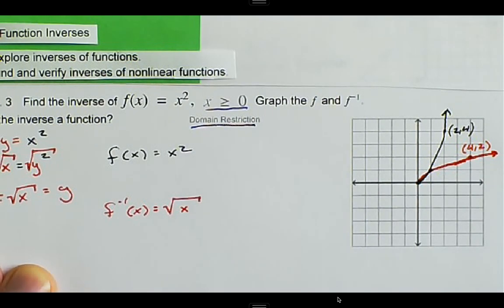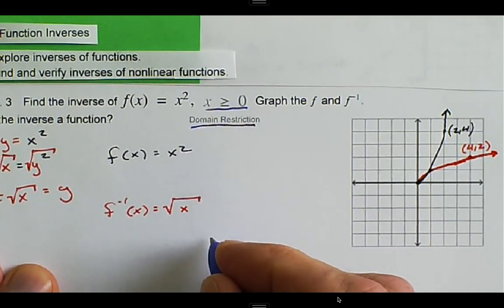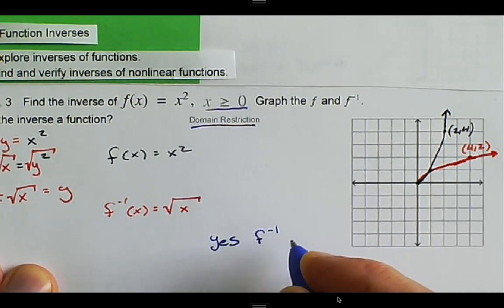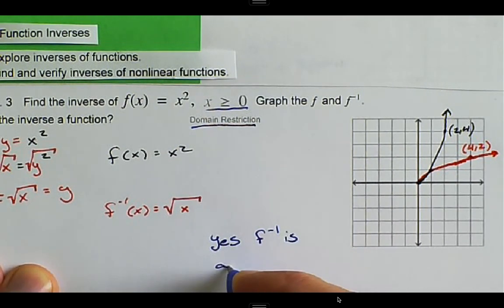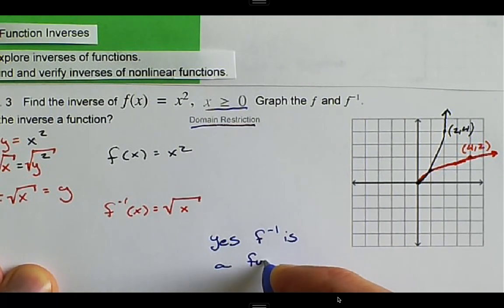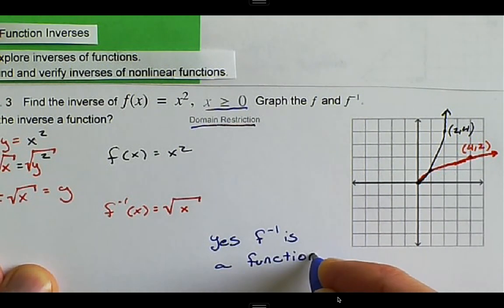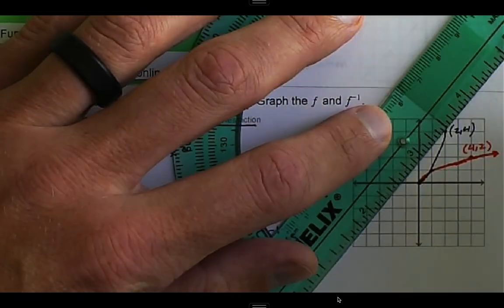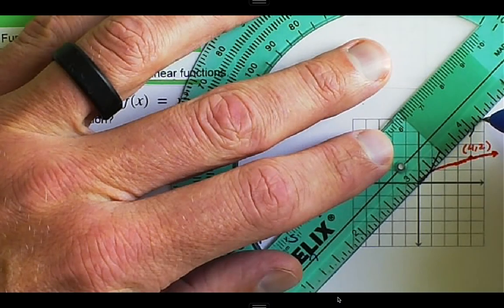And so in this case, yes, both the original function and the inverse function are functions. And we can still see that they are graphed over the line y equals x.